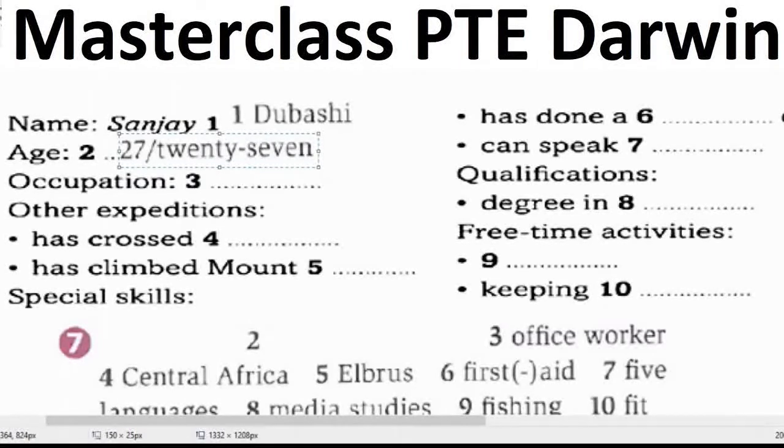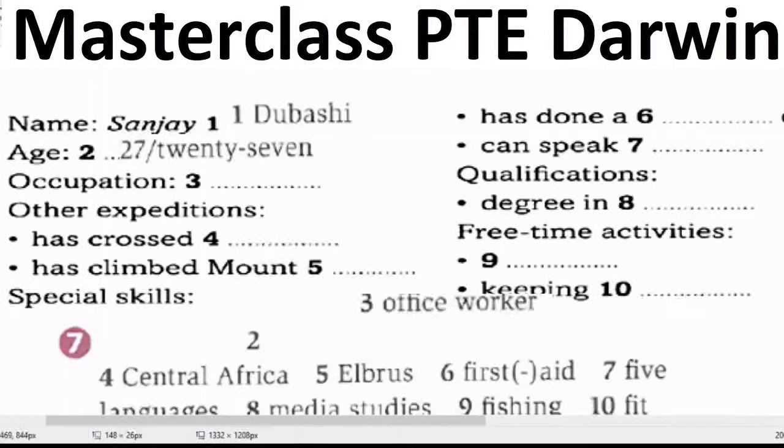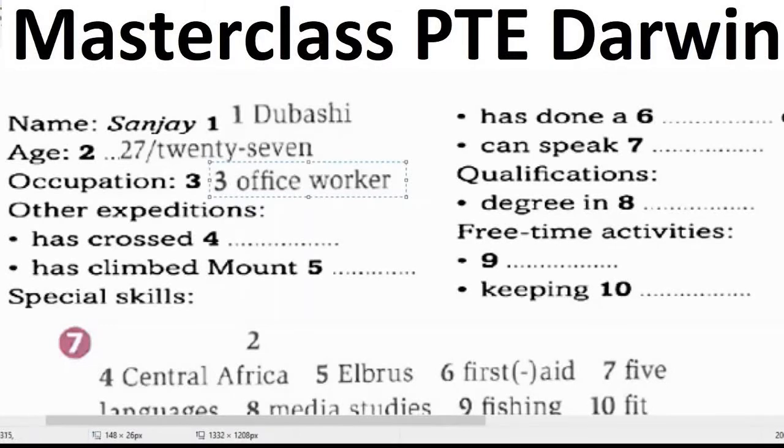Then number 3, his occupation. He was an office worker, so number 3 is office worker. Number 4, he crossed Central Africa. Because we can only use two words, the main thing would be Central Africa.